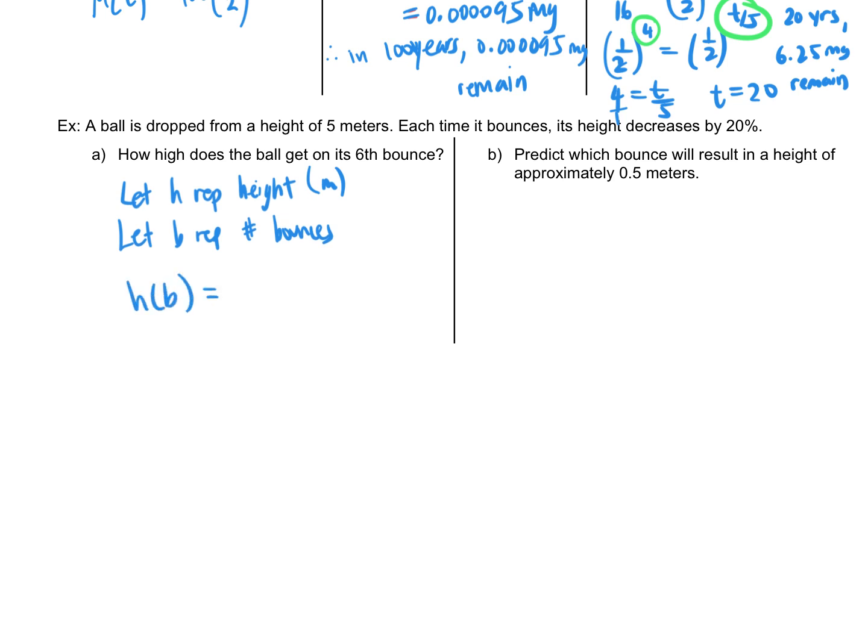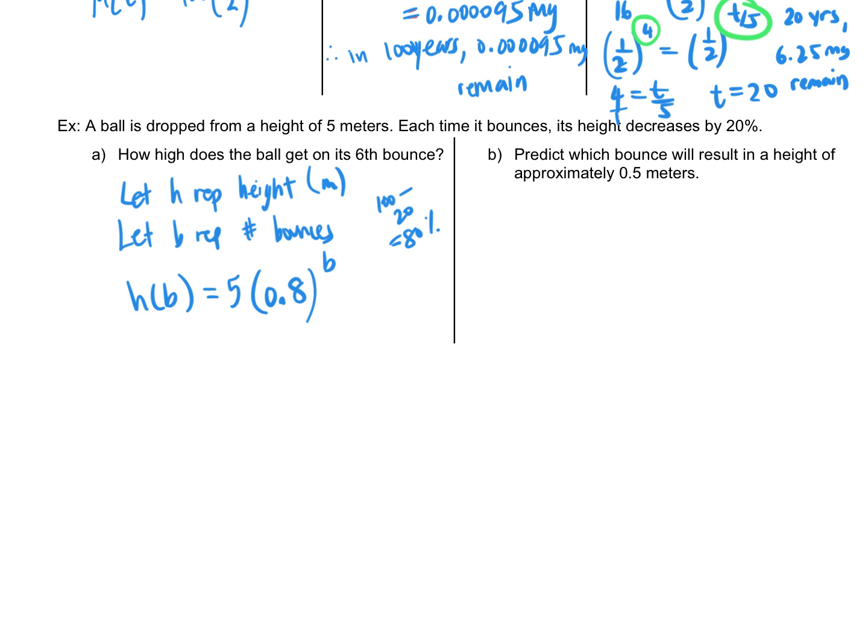So the original height was 5, and each time it bounces, it loses 20% of its height, which means from 100, if we lose 20, we're left with 80%. 80% remains, which means our base is going to be 0.8 in our equation, and it loses that height every bounce. So just going to the power of b is enough because it's every 1 bounce. If it was every 2 bounces, I would do b over 2.